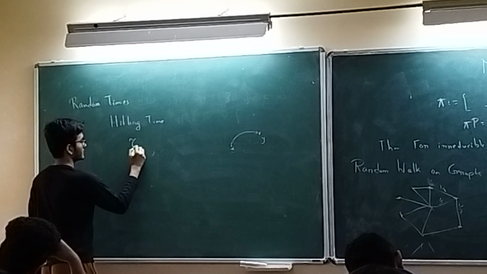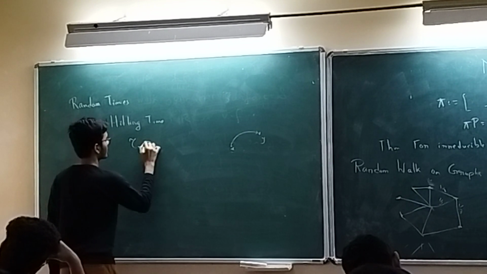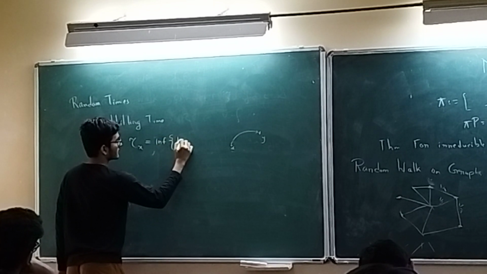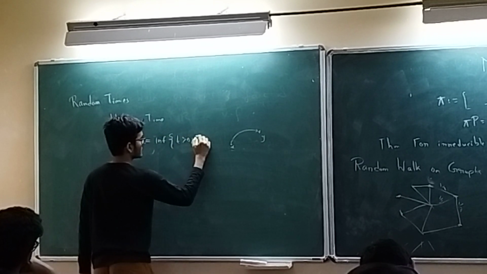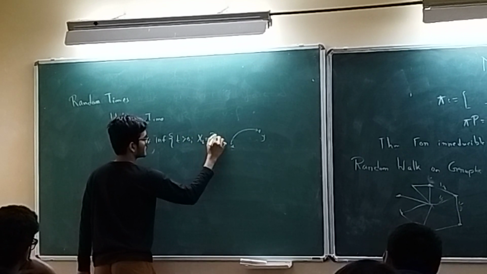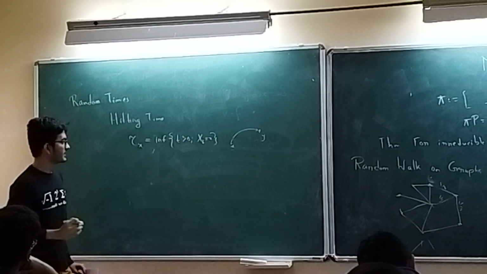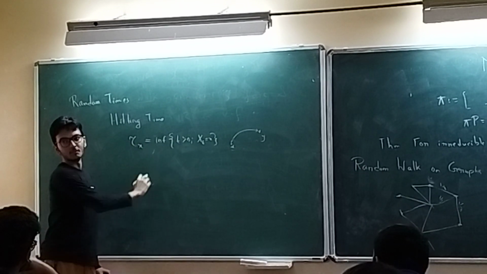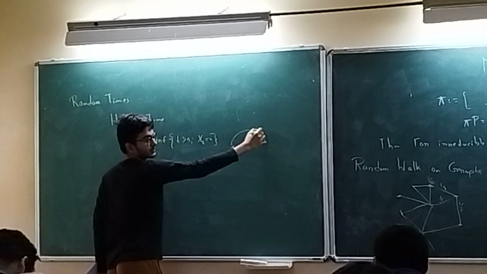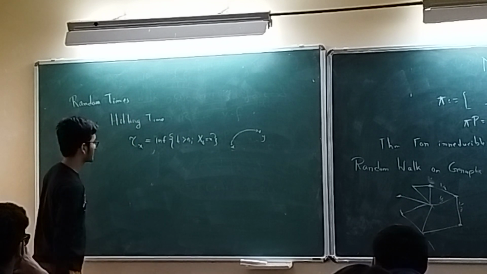So firstly I will just define, let's say, tau x. What does this say? It says the first time I will reach x. That's why it takes infinity. So if it starts at y, let's say tau x is maybe the first time it reaches x. That's why it's called the hitting time: the first time it reaches x.